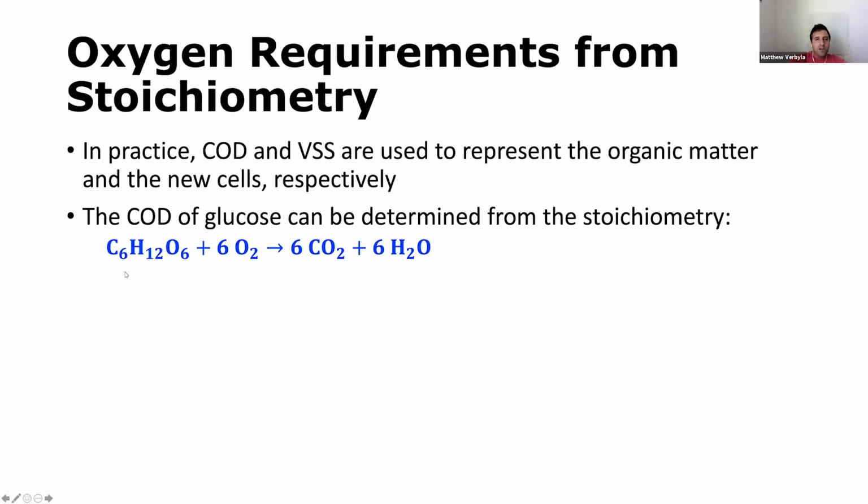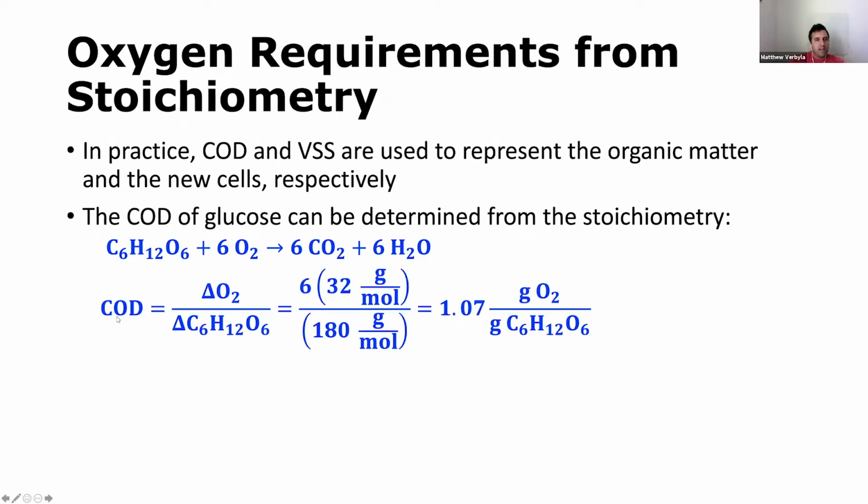The COD of glucose can be determined also just based on the stoichiometry. All right, so chemical oxygen demand is roughly equivalent to what we would call the theoretical oxygen demand. And the theoretical oxygen demand of glucose can be calculated as the mass of oxygen per mass of glucose in this stoichiometry, which is showing the oxidation of glucose to CO2. So the COD of glucose can be calculated to be 1.07 grams of oxygen for every gram of glucose.